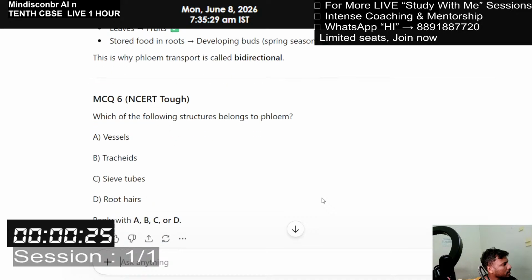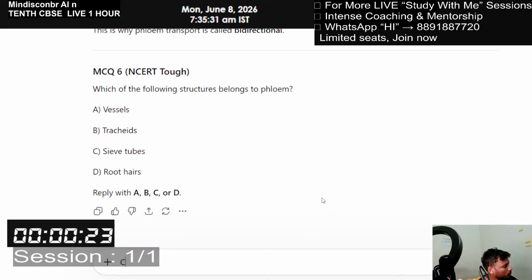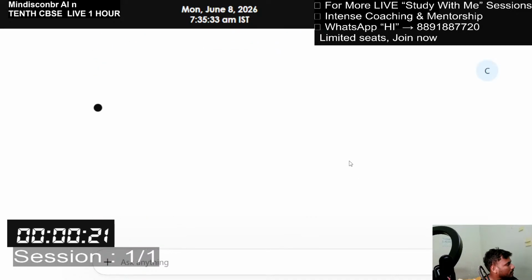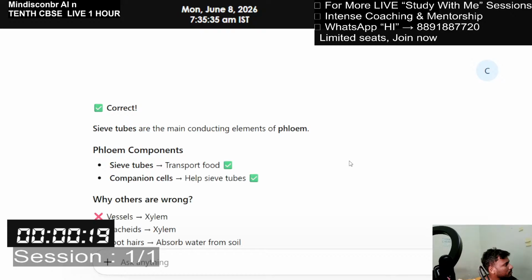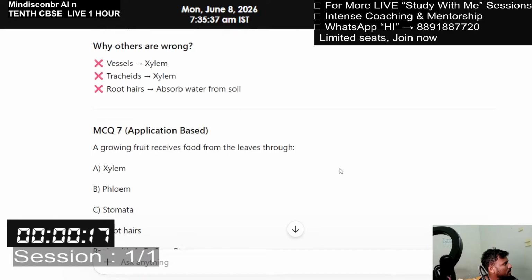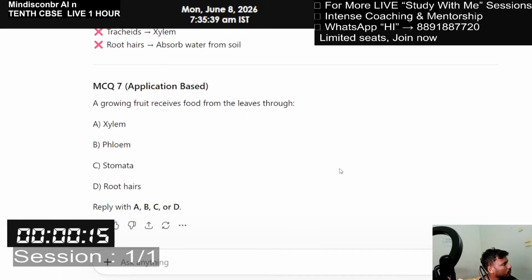Which of the following structures belong to phloem? Sieve tubes; vessels and tracheids are in xylem. A growing fruit receives food from the leaves through phloem.